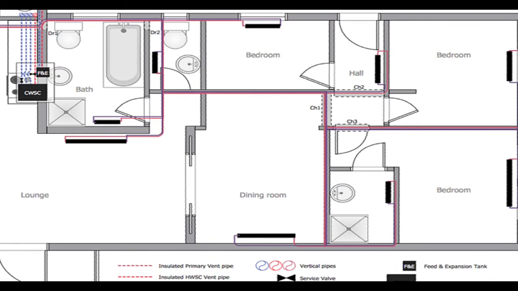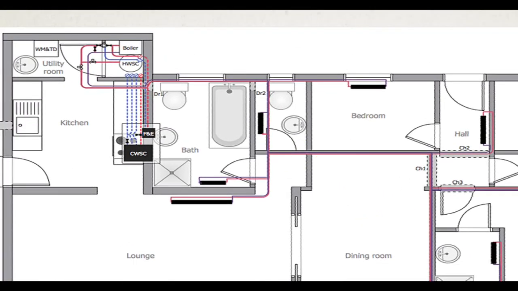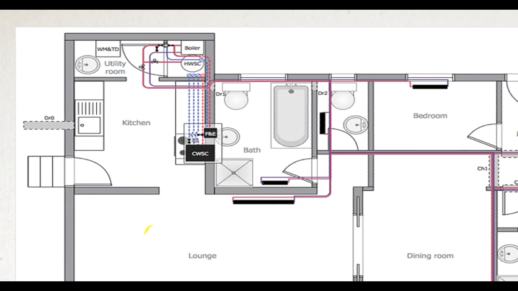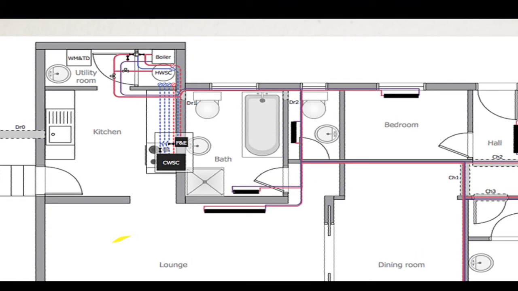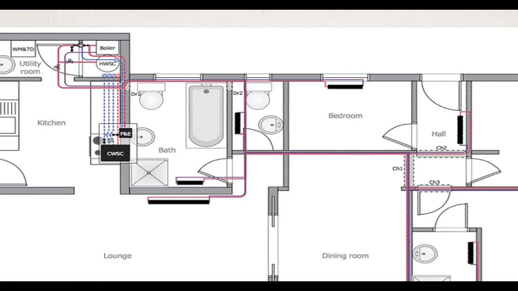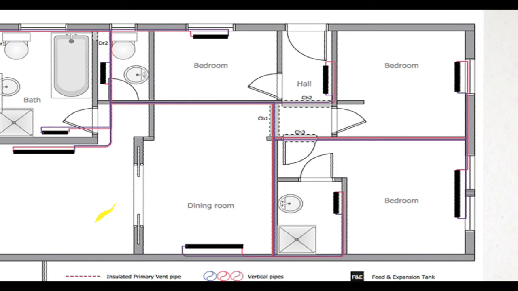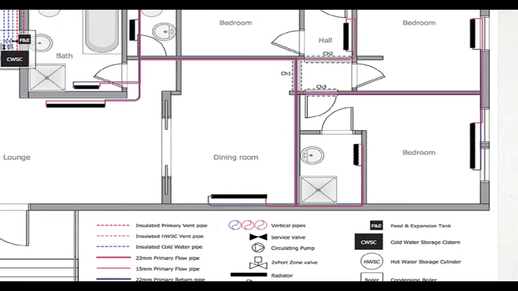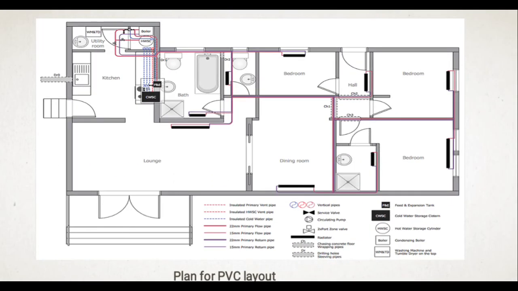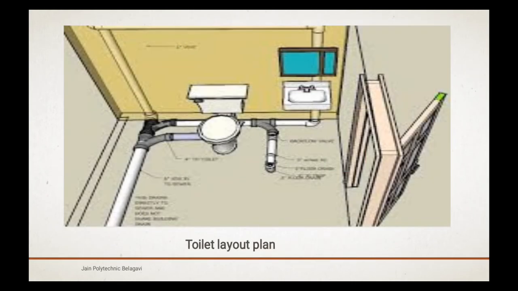Okay. So see here carefully with all the lines, and here the parameters of the PVC plan. Okay. So here is the toilet layout plan. Just see carefully with this pipeline, upcoming and downcoming. Okay.